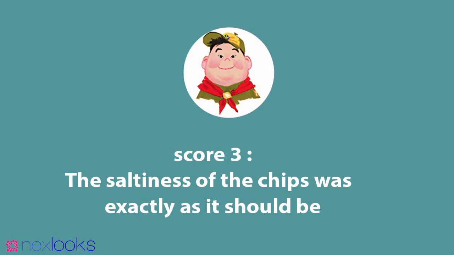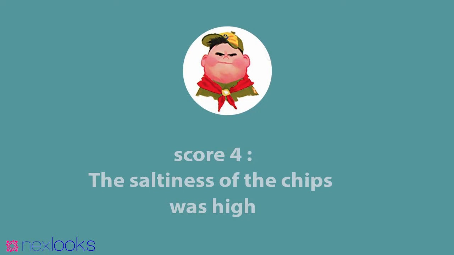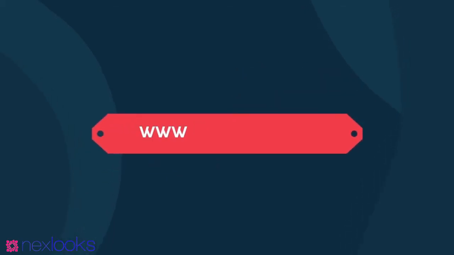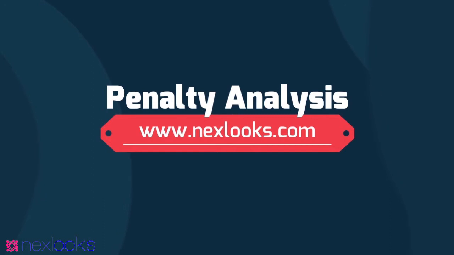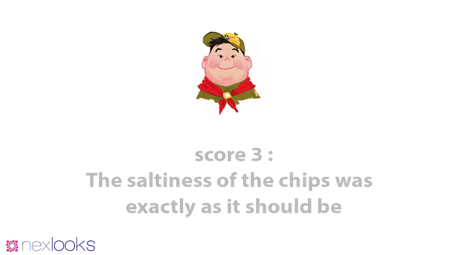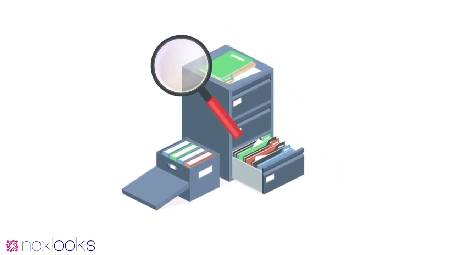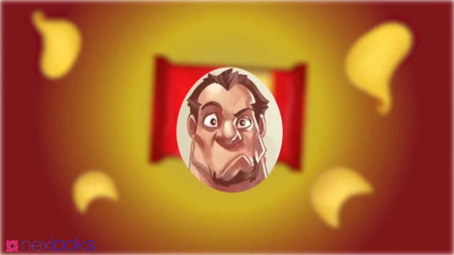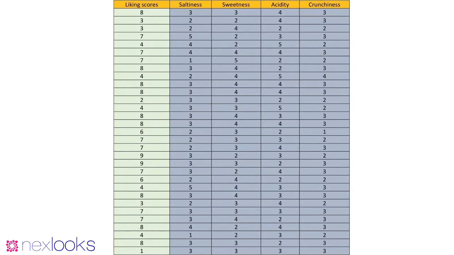If it was a score of 3, then the saltiness of the chips was exactly as it should be. If it was a score of 4, it means that the saltiness of the chips was high. And if it was a score of 5, it means that the saltiness of the chips was very high. These scores are called JAR, which stands for just about right, and that means the same value as 3 on this scale. Well, now your data is ready. It's time to analyze and see what made them dislike the chips so much.